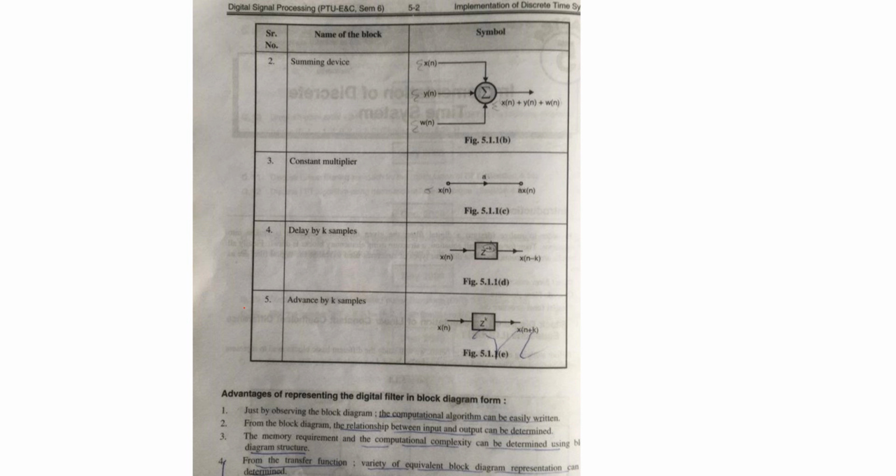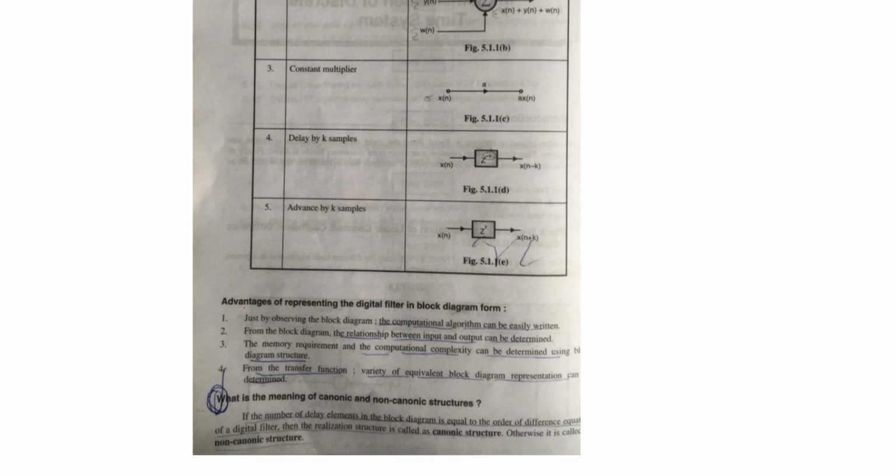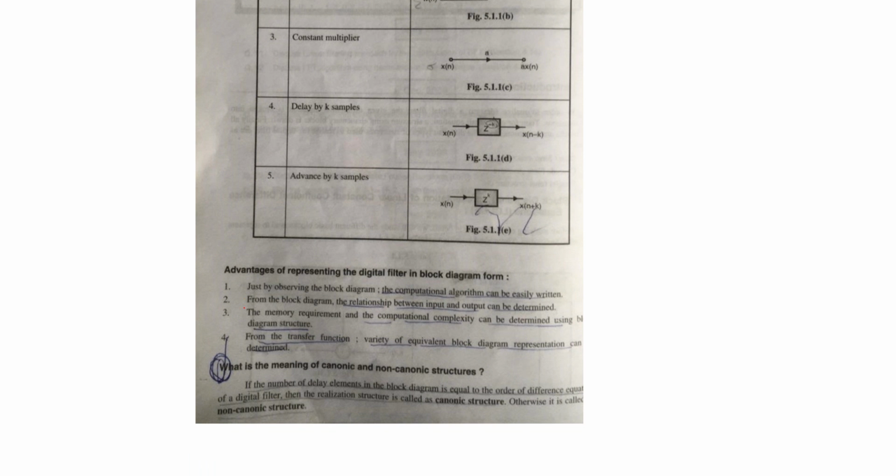The second is that from the block diagram the relationship between input and output is determined. The memory requirements and the computational complexity can be determined from the block diagram structure. From the transfer function, a variety of equivalent block diagram representations can be determined. Means there are various advantages to drawing the block diagram of the filter.